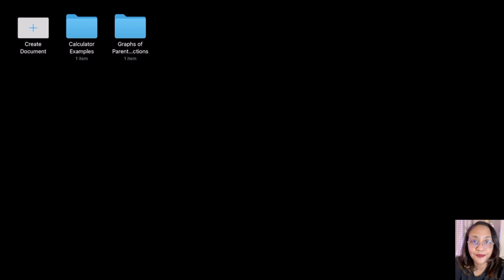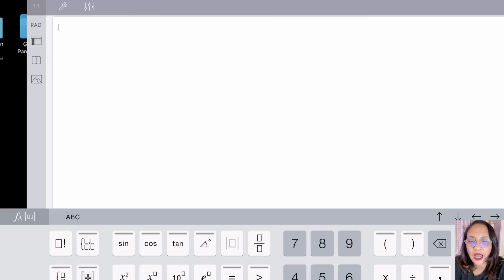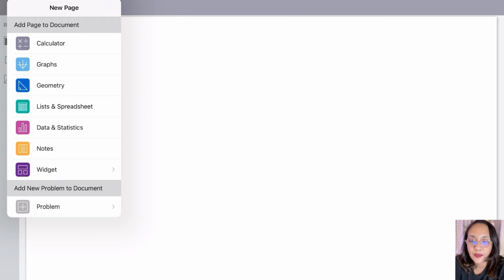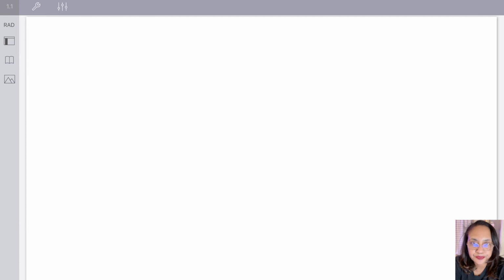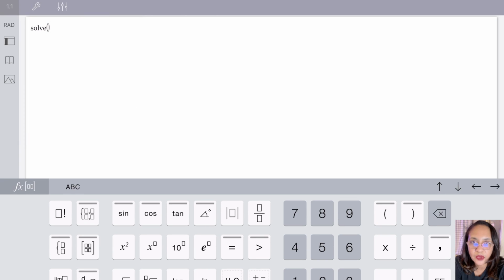Welcome back, everybody. So just to talk about some of the algebraic features of the Inspire for iPad. We're going to go to Tools in the Algebra menu, and then we're going to click on Solve. We're just going to type in an equation, just like I did in one of my previous videos.